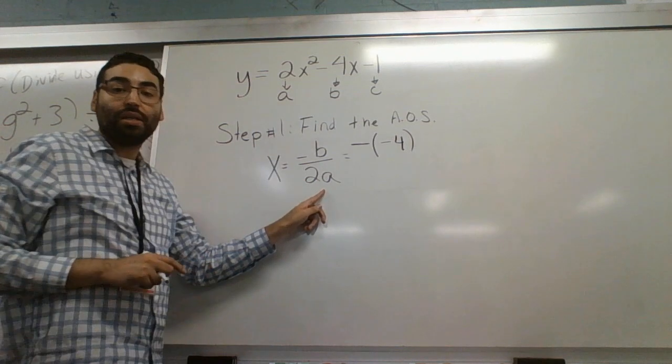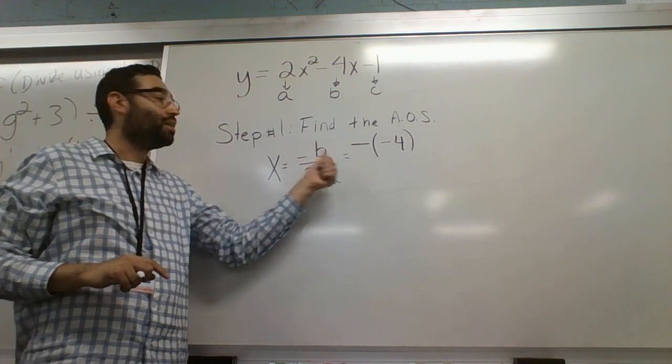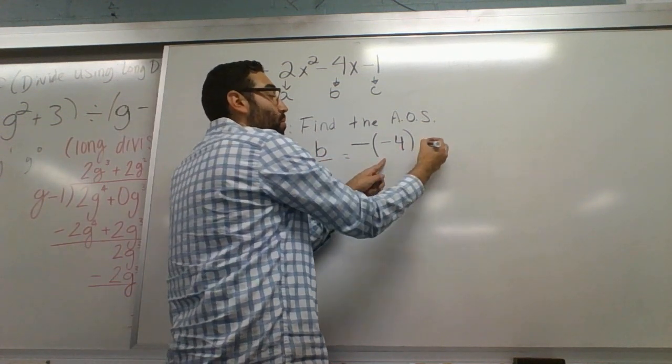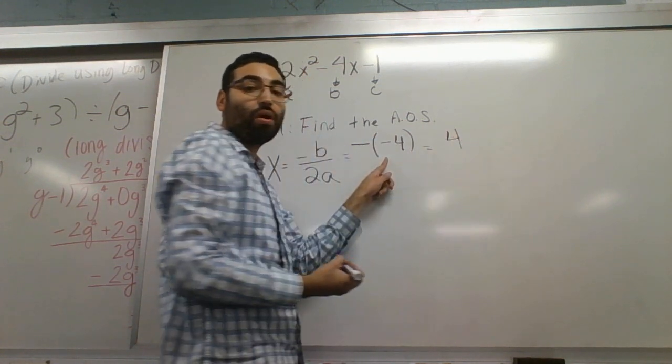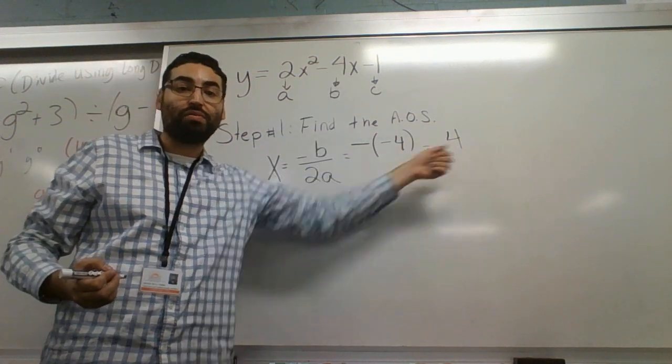Okay. Typically, teachers or students might say, instead of saying negative b, they'll say the opposite of b. And we're going to see that right now. We're going to see this -4. When I apply the extra negative to it, it now becomes +4. So that's one way you can do it. The opposite of -4 becomes +4.